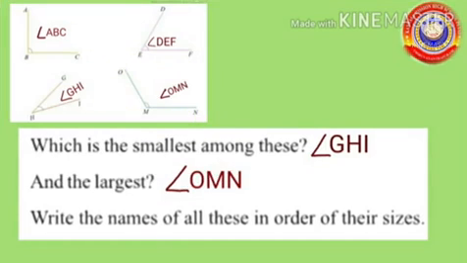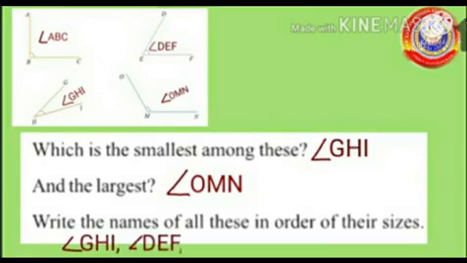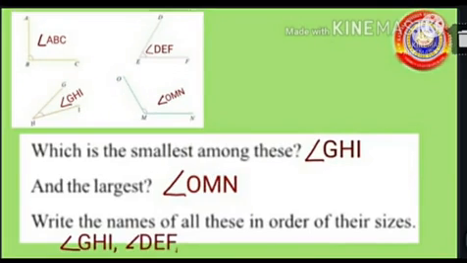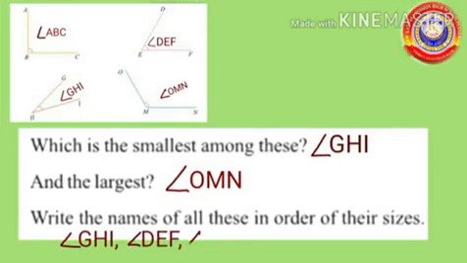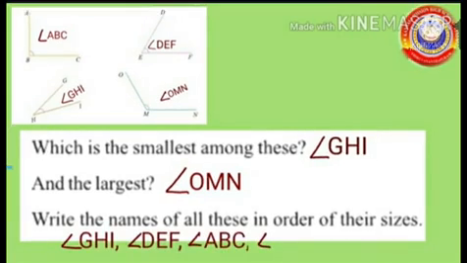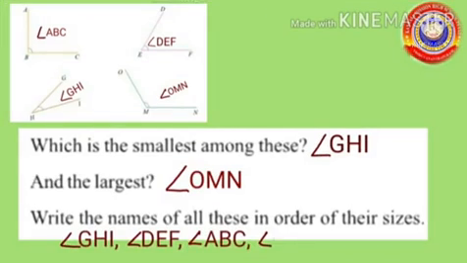Next question, write the names of all these in order of their sizes. Here, we have to write the angles from the smallest to the largest. So, angle GHI comes at first. Angle DEF spread more than angle GHI, so the next one is angle DEF. Next one is angle ABC because angle ABC spread more than angle DEF. And the last one is angle OMN because angle OMN spread more than angle ABC.